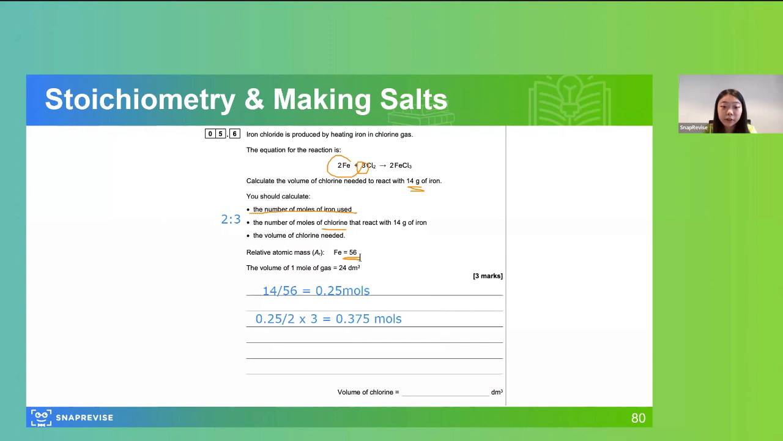Finally, now that I have the moles of chlorine, I need to figure out the volume. I have been told that the volume of 1 mole of gas is 24. So with the moles of chlorine being 0.375, I'm just going to do 0.375 times 24, which should give you the answer of 9. So the answer will be 9 decimeters cubed.